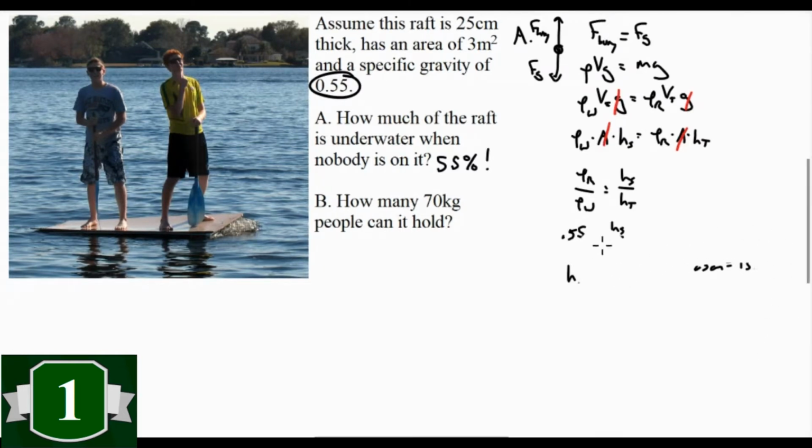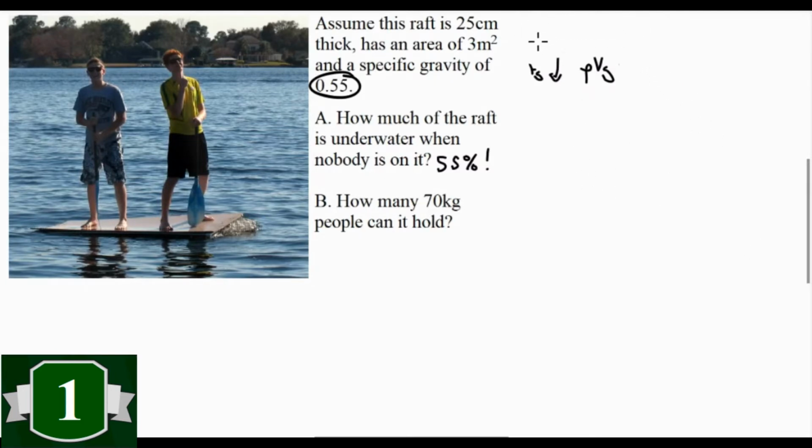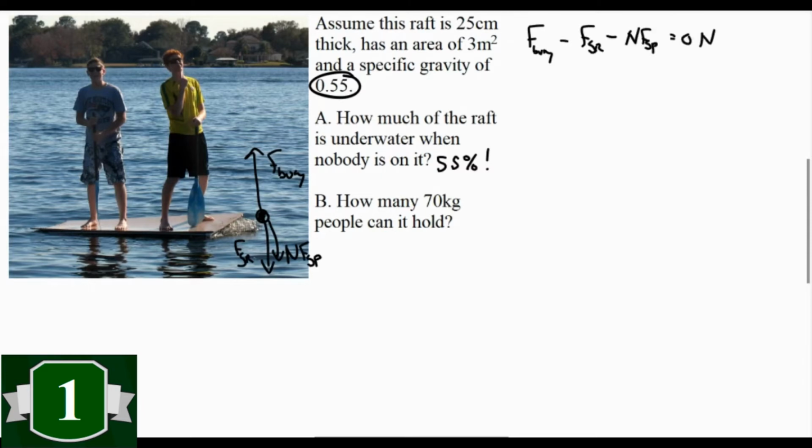The next question is how many people can stand on it if your average person is 70 kilograms? Again, let's start with the free body diagram. The buoyant force up is countered by the weight of the raft plus the weight of the people. Let's call that the number of people times the weight of a person. This gives us the equation: buoyant force equals the weight of the raft plus n times the weight of a person.